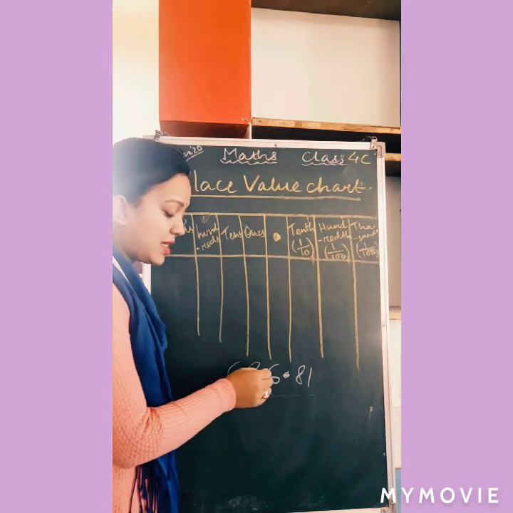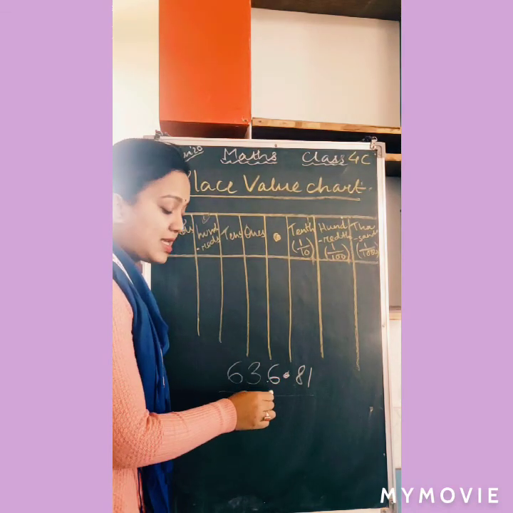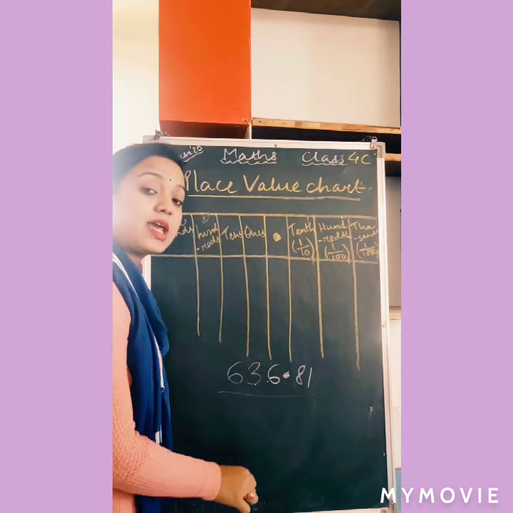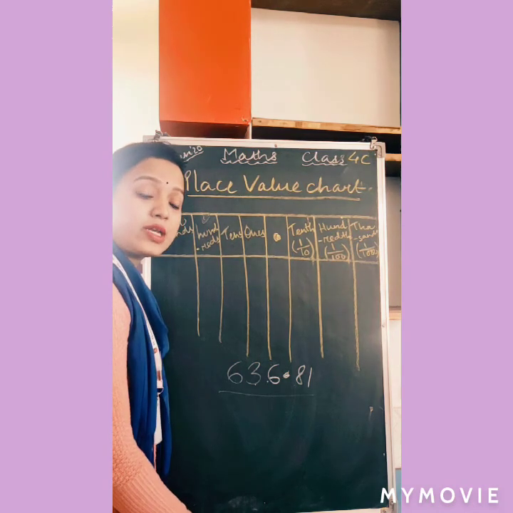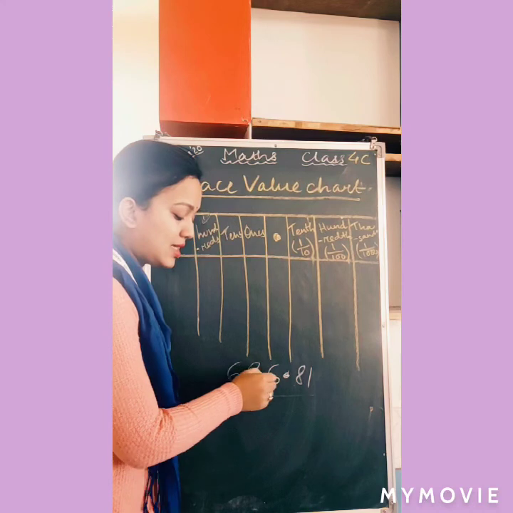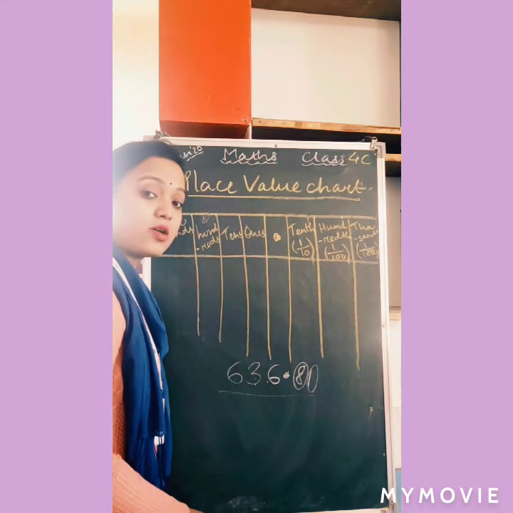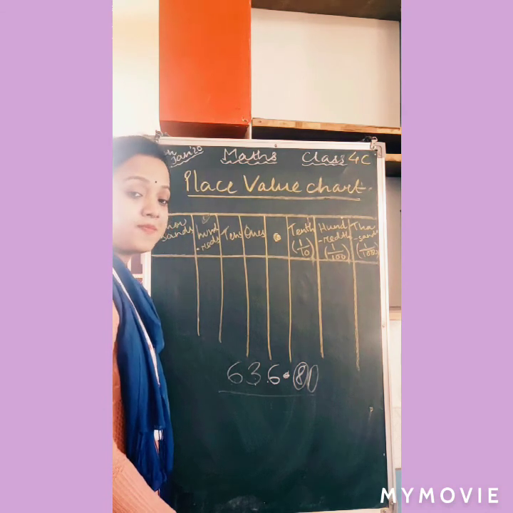Remember students, when you pronounce or spell this number, you should always say it as six hundred thirty-six point eight one. You will never say it as point eighty-one. After the point, it should be only the digits' names. That means 636 point, this is 8 1. Okay, not eighty-one, it is eight one.